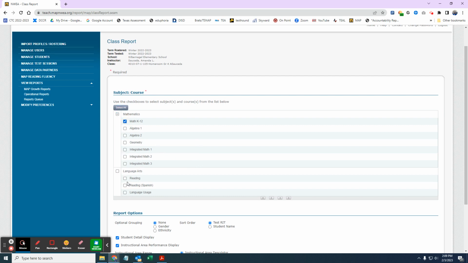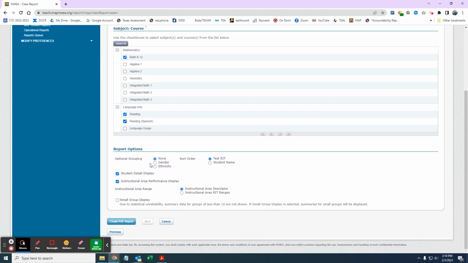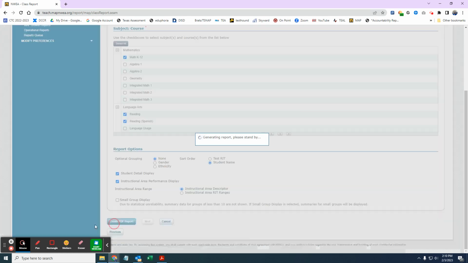I'm going to pick my math K through 12, my reading, and if you teach bilingual, you'll pick your reading Spanish as well. When we come down here, I want my sort order to be by student name, because for me, it's easier to see the kids in alpha order than it is in RIT order. That's a choice up to you. And here under instructional area descriptors, I want that chosen instead of the RIT ranges. I'm going to say create PDF.